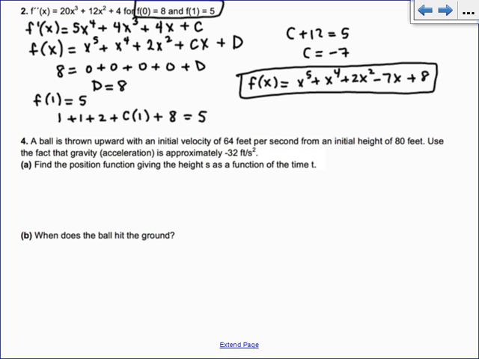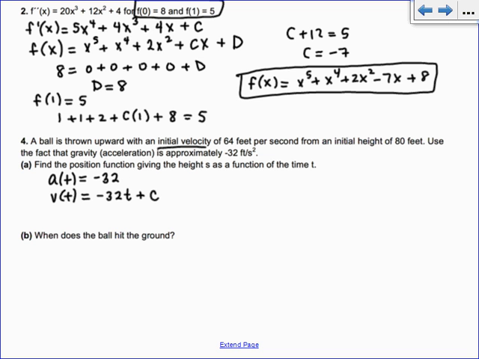All right, number 4. A ball is thrown upward with an initial velocity of 64 feet per second from an initial height of 80 feet. Use the fact that gravity, or acceleration, so my a of t, is -32 feet per second squared. Okay, so if my acceleration is -32, that means my velocity is going to be the antiderivative of that. So it's going to be -32t plus some constant.